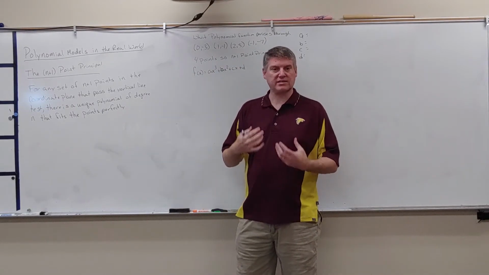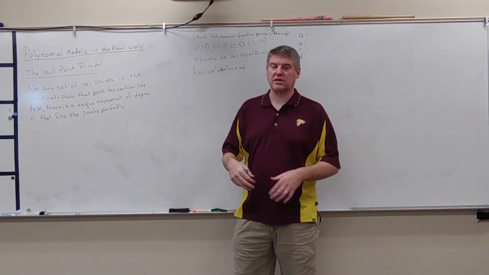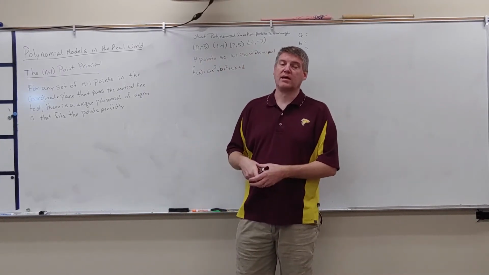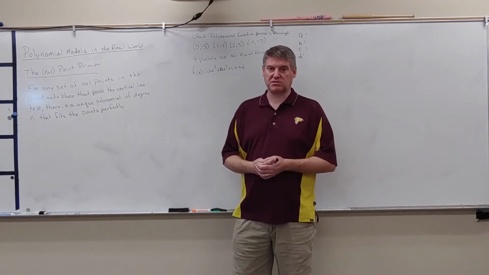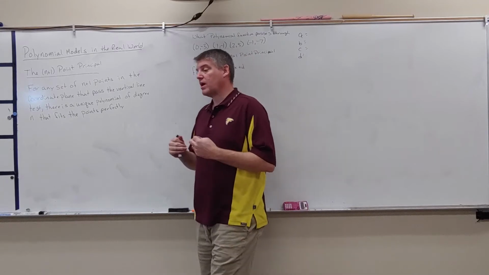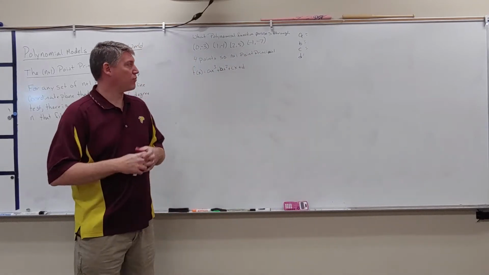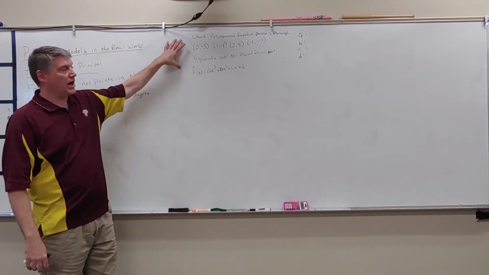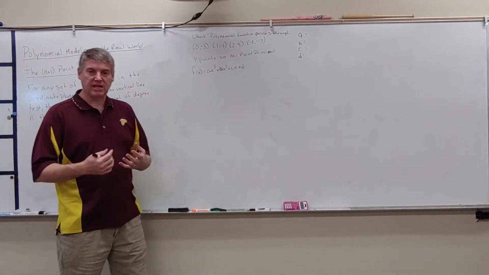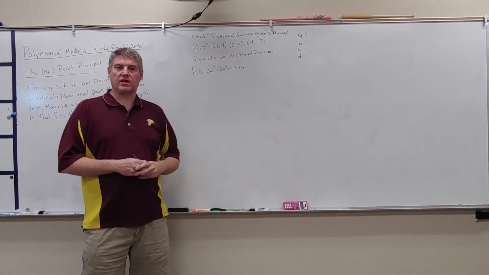What that is saying is if I have 4 points, my degree is going to be 3. If I have 10 points, my degree is going to be 9. It has to pass the vertical line test, which means I can't have an x go to two different y's. I'm going to show you how to do this by hand. It's not probably the most efficient method.